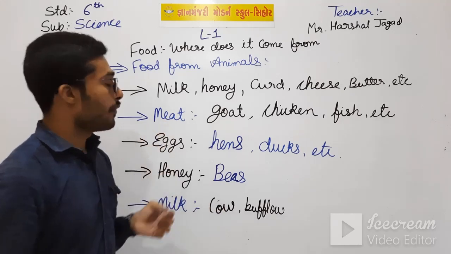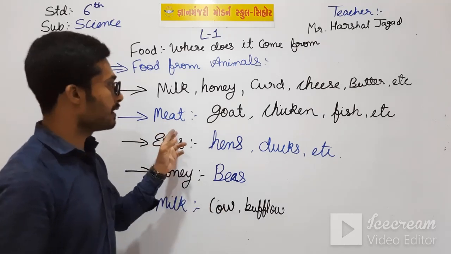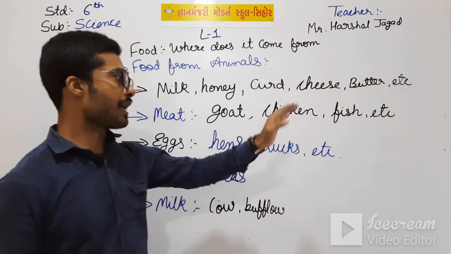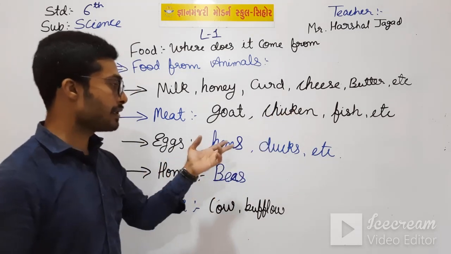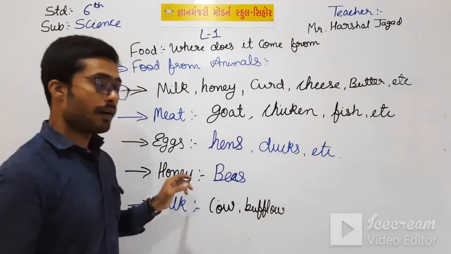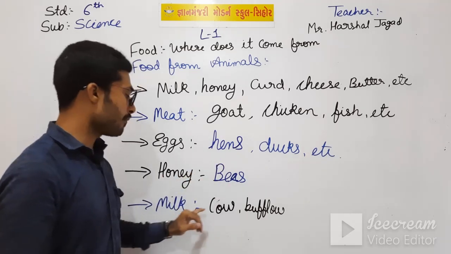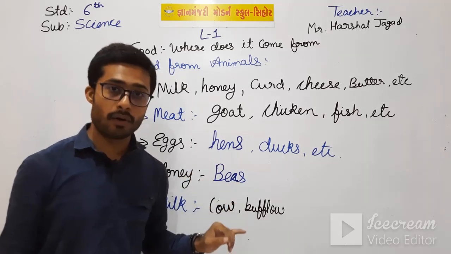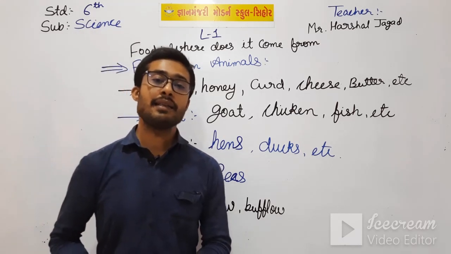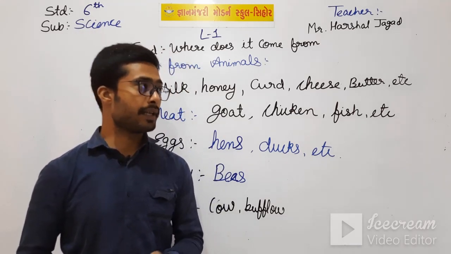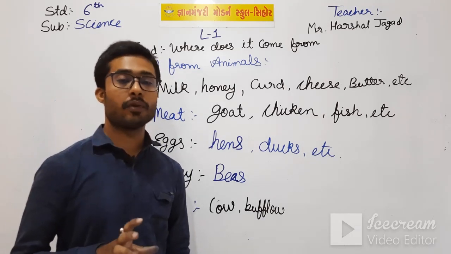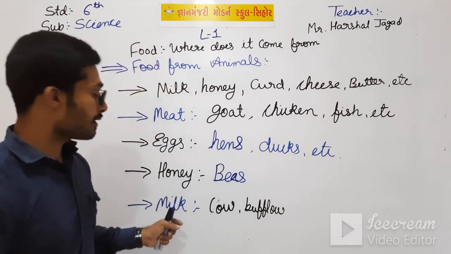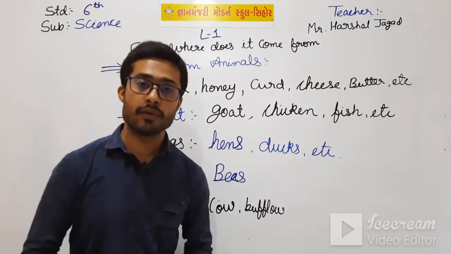So, meat, where does the meat come from? Which animals? Goats, chicken, fish, etc. Eggs, where do the eggs come from? Hens, ducks, etc. Honey comes from bees. Milk comes from cow and buffalo. So, these are the examples of the food we get from the animals. The food which is milk is known as nutritious food.